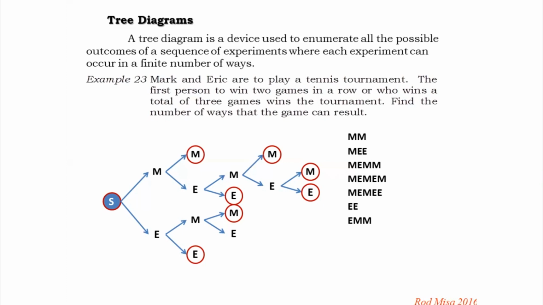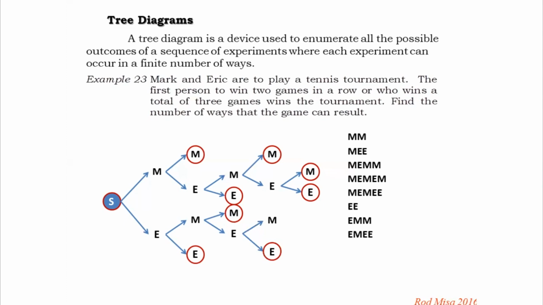But suppose Eric won the third game, then we need to play the fourth game here. And the fourth game could result in 2 possible ways. But suppose it was Eric who won the fourth game. Then it is the end of the tournament because Eric has won 2 games in a row. Eric has won the third and the fourth game here, or a total of 3 games because he also won the first game.